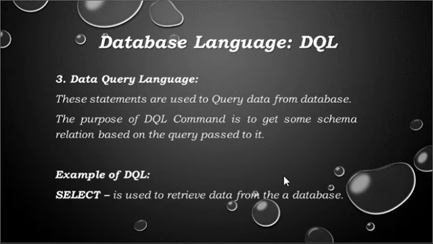Fine. The purpose of DQL command is to get some schema relation based on the query passed to it. It means if I pass a certain query, a certain condition to the particular database, it will return me the output of that particular query. Fine. We are using the select command to retrieve data from the database. Select command can be used with multiple conditions that we will discuss in later videos.